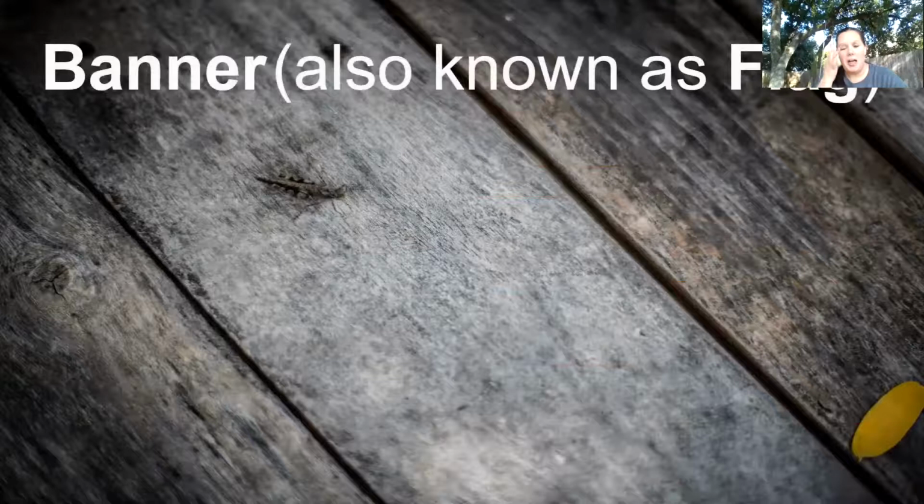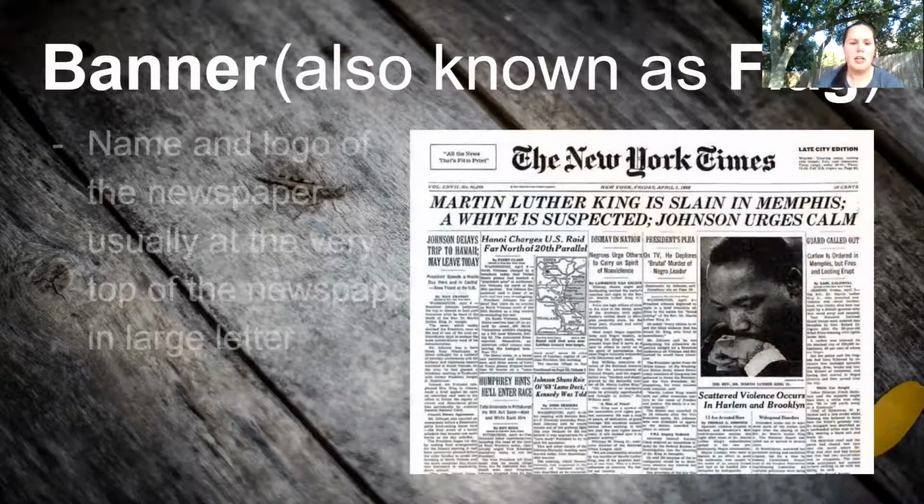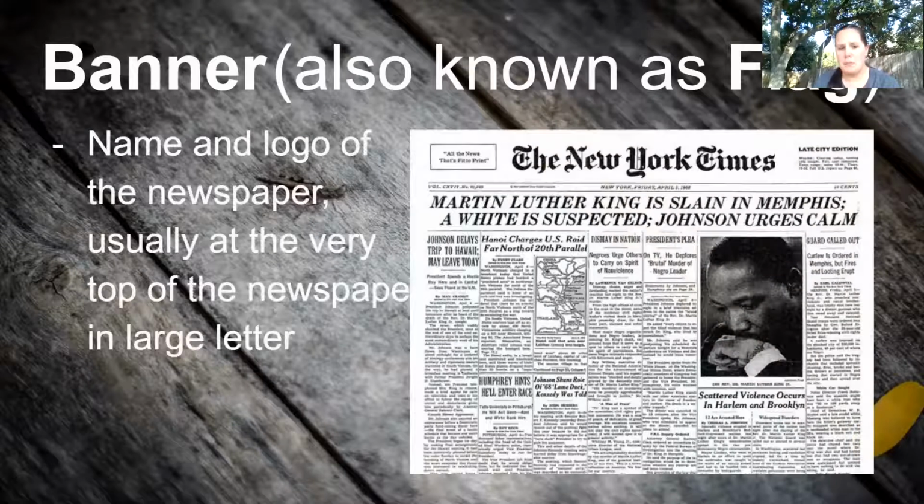Your banner, you might also hear it referred to as a flag. And that's the name and the logo of the newspaper. It's usually found at the very top of the paper. It's usually going to have a unique print. It could be a different color, like on USA Today. It could have a unique font, similar to the New York Times right here.